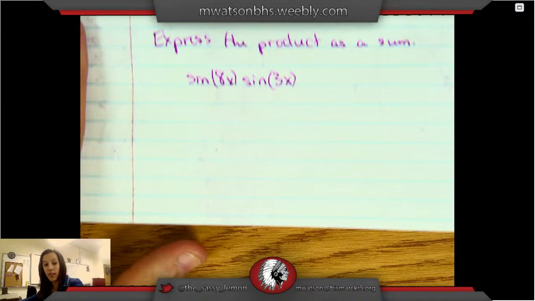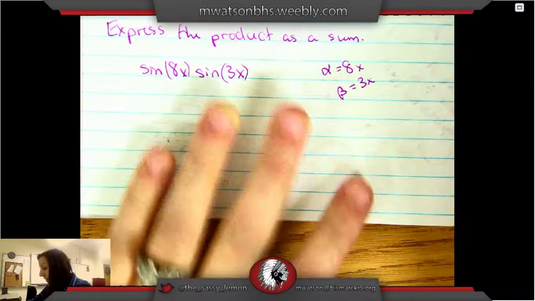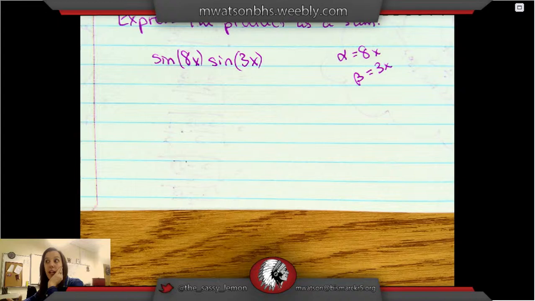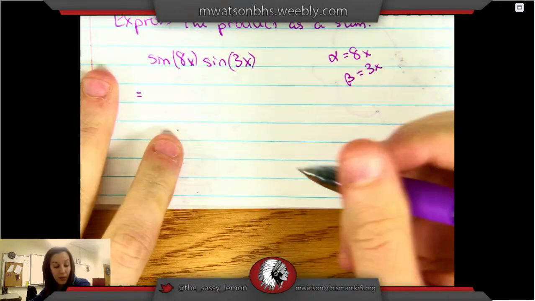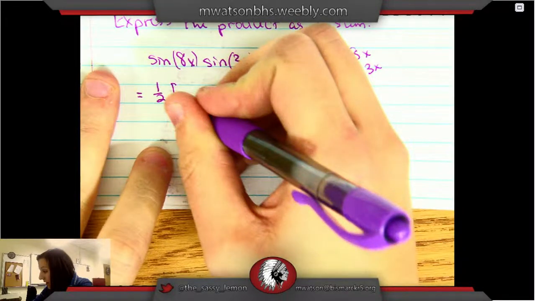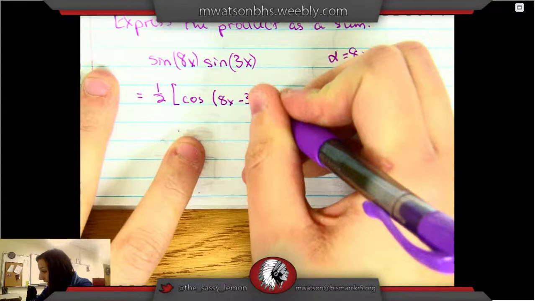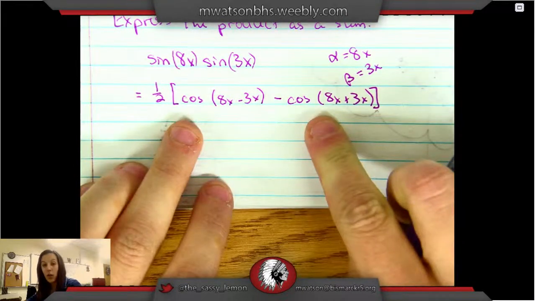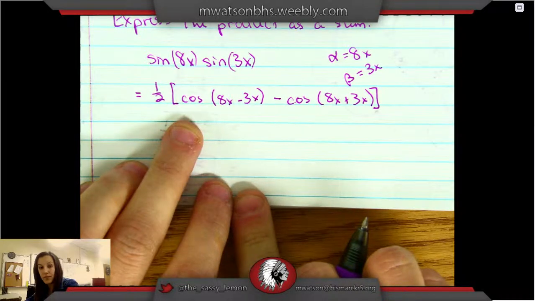So off to the side, I'm just going to make note that my alpha is 8x, my beta is 3x. I highly suggest that for some of you who kind of get lost in a problem, so that way you can know what you did and I can know what you did if you don't finish it. So this is going to be equal to 1/2 times cosine of 8x minus 3x minus cosine of 8x plus 3x. Now remember, I got all this from the formula and just plugging in alpha and beta. That's it. Then from there, we just need to simplify.